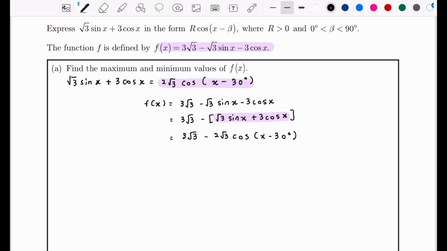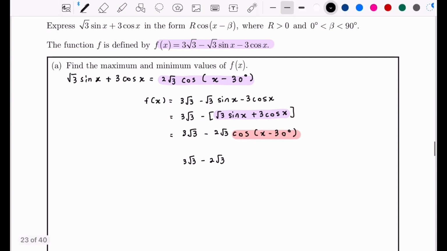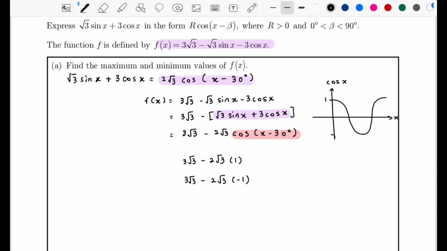To find the maximum and minimum value of f(x), we're going to substitute cos(x minus 30) as either 1 or negative 1. Why do we substitute it as 1 or negative 1? Since we know that for the cos function, the highest the graph can go is 1 and the lowest the graph can go is negative 1. So that's why we substitute cos(x minus 30) as either 1 or negative 1.